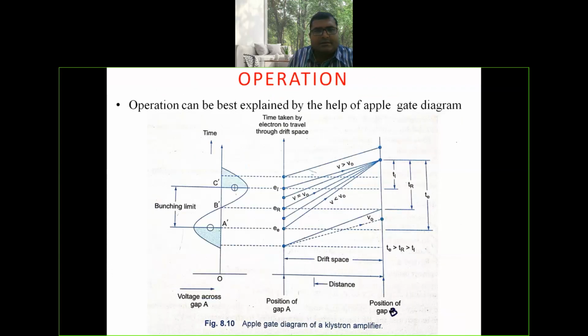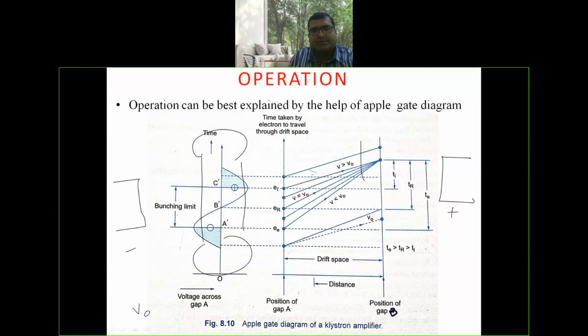Before going to the derivation, you should have a clear idea about the positions. This is the position of the electron gun, and this is the position of the collector. It is at positive potential, and this is at negative potential with respect to the supply voltage. And here, this is the position of gap A, and this is the position of gap B.